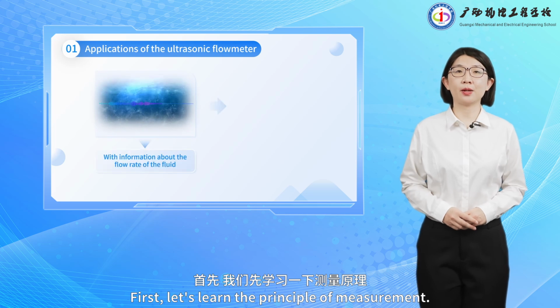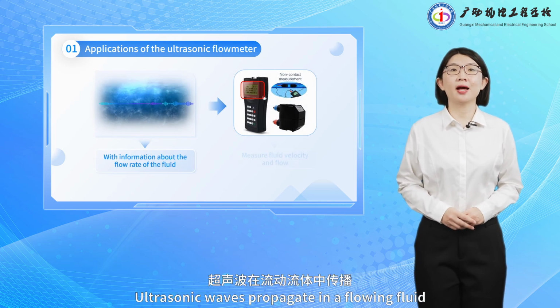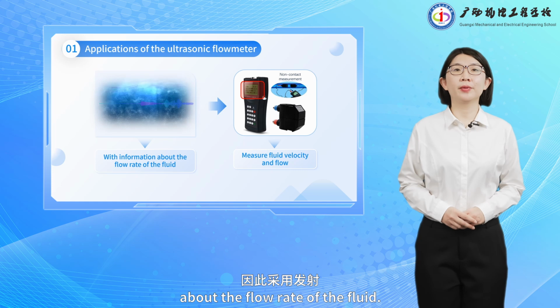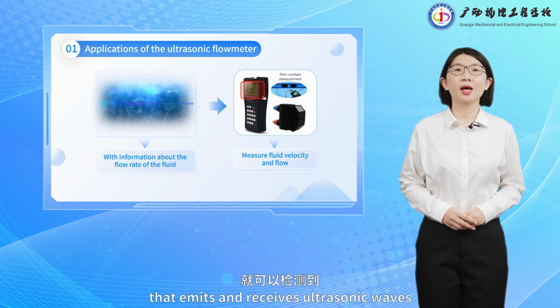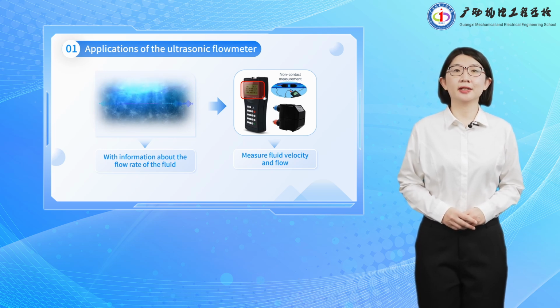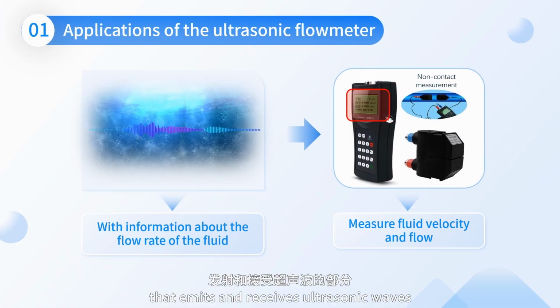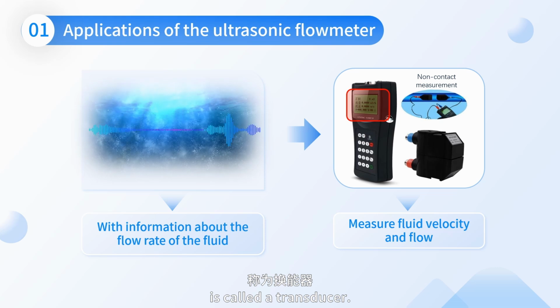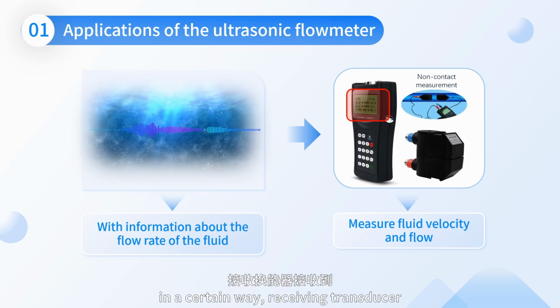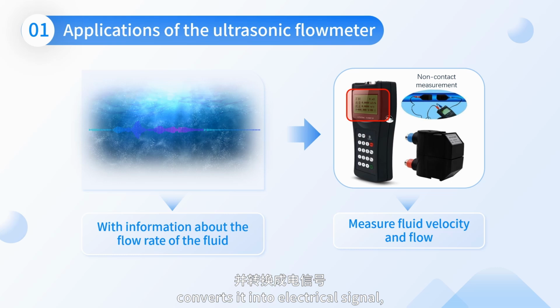First, let's learn the principle of measurement. Ultrasonic waves propagate in a flowing fluid and carry information about the flow rate of the fluid. Therefore, a device that emits and receives ultrasonic waves can detect the flow velocity and flow rate of the fluid. The part of an ultrasonic flowmeter that emits and receives ultrasonic waves is called a transducer. The transmitting transducer produces an ultrasonic wave, which passes through the flowing fluid in a certain way. The receiving transducer receives the returned ultrasonic wave, converts it into an electrical signal, and finally gets the flow rate of the fluid through signal processing.